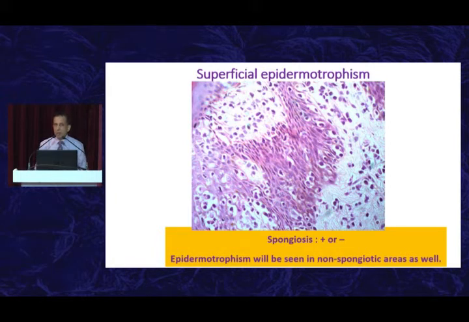Spongiosis may or may not be present in mycosis fungoides. The earlier teaching was that if there is spongiosis, it's unlikely to be mycosis fungoides. That's not true, because you can get spongiosis in mycosis fungoides, but the clue is that in mycosis fungoides, you will get the epidermotropism even in areas where there is no spongiosis. Whereas in dermatitis, the lymphocytes will always be in an area where there is spongiosis.